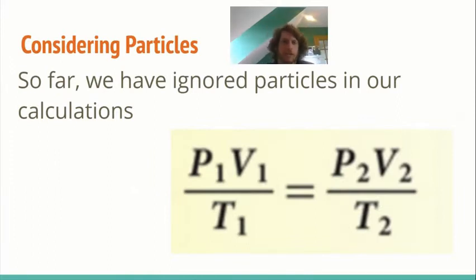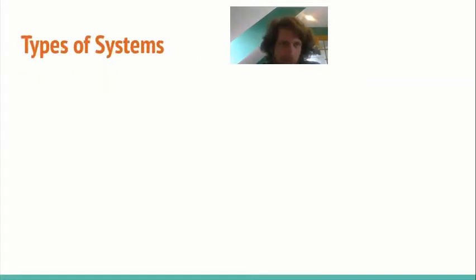So you took a look at pressure, volume, and temperature with the combined gas law, but we haven't talked about particles. So we're going to add those in just a bit. But first, we need to review our types of systems because we looked at pressure, volume, and temperature, but that was in an isolated system.